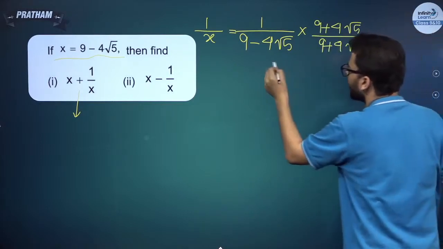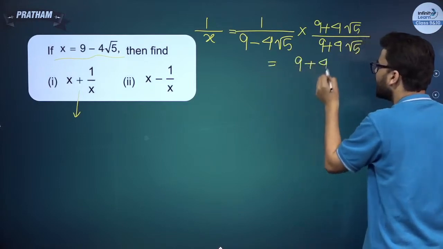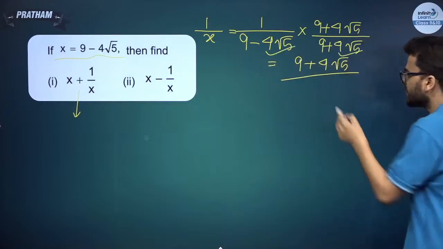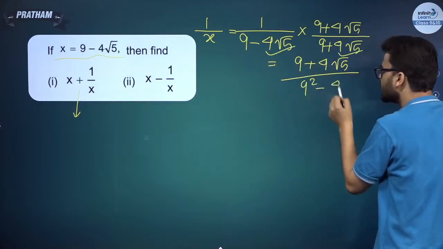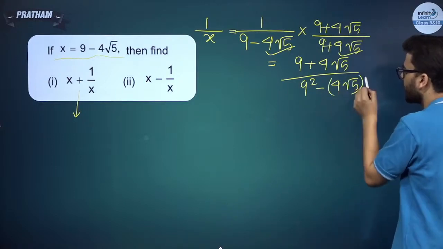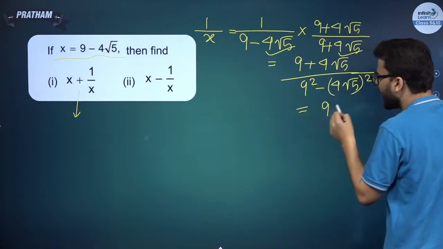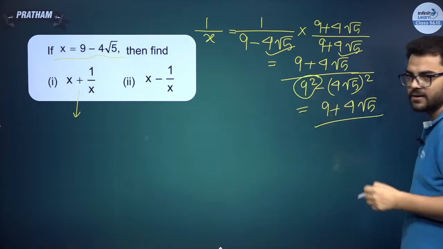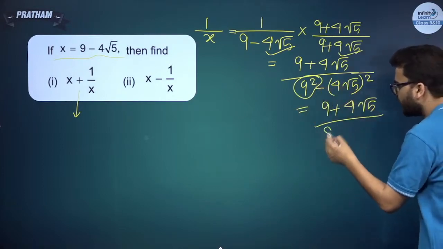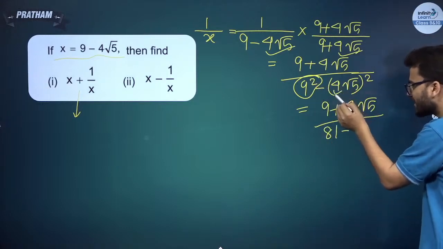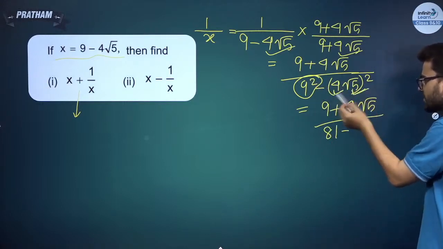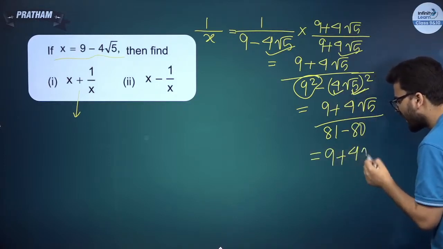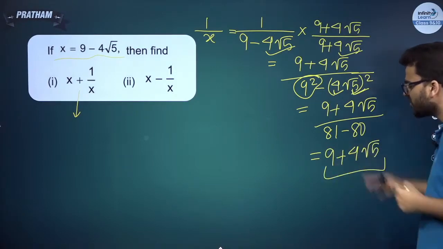So you see the numerator over here is 9 plus 4 root 5, and in the denominator it is automatically of the form a plus b, a minus b. So it will be a square minus b square. So that will be 9 square minus 4 root 5 the whole square, right? Now in the denominator 9 square is 81, and 4 root 5 square is what? 4 square is 16 and root 5 square is 5. So 16 5s are 80. So basically 1 is there in the denominator. So 1 by x is 9 plus 4 root 5 only.